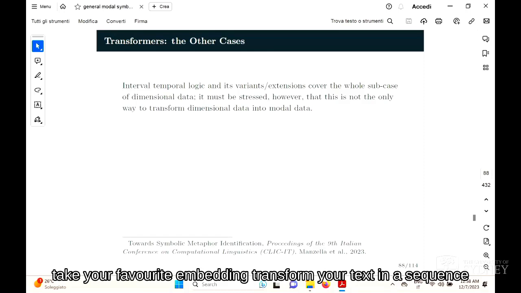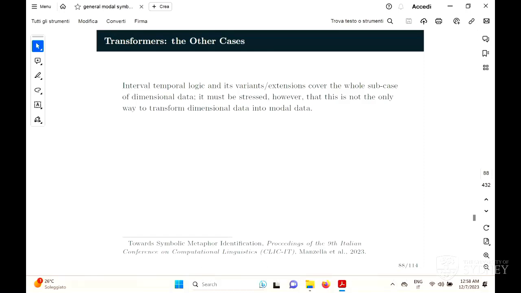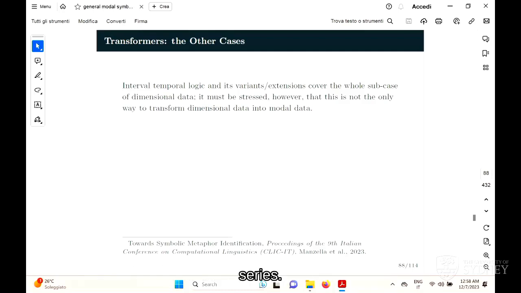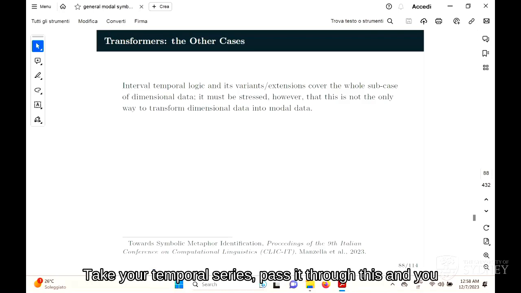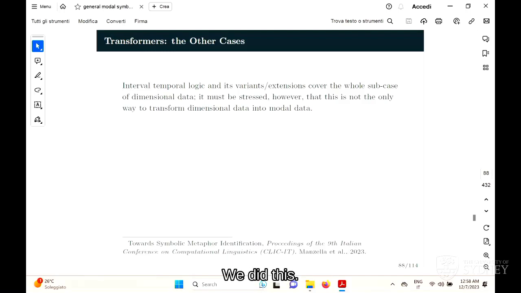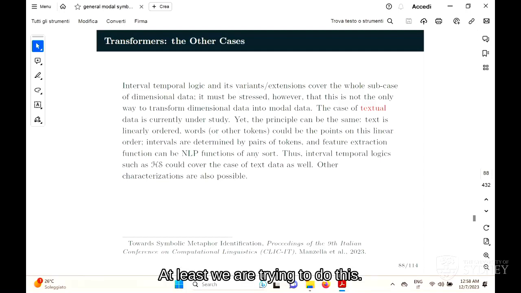transform your text into a sequence of numbers. Now, every dimension is a different attribute. Every value on this attribute is one value on the dimension, and now your text is a temporal series. Take your temporal series, pass it through this, and you get a modal version of your text. So you can do this. We did this. At least we are trying to do this.